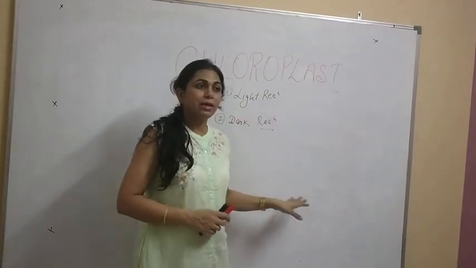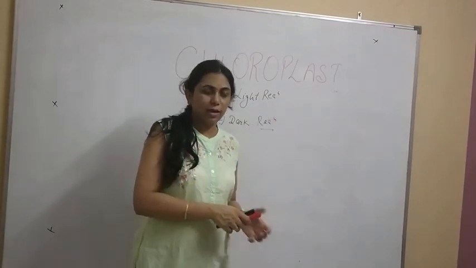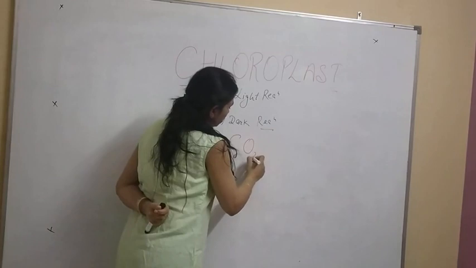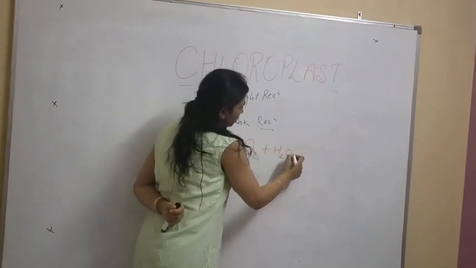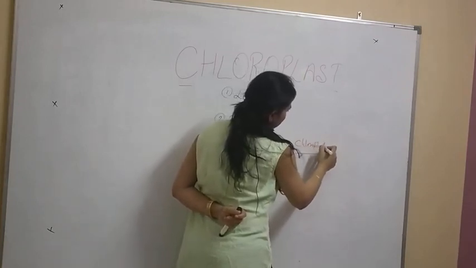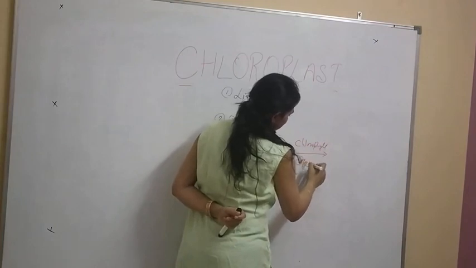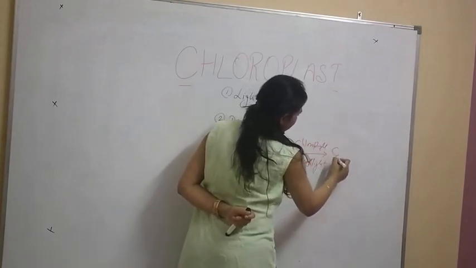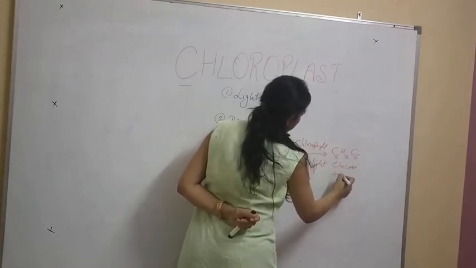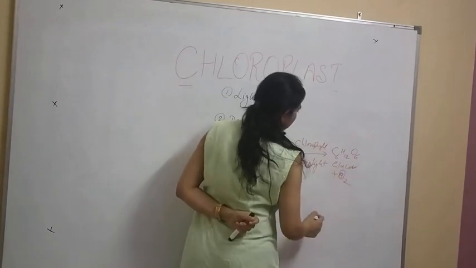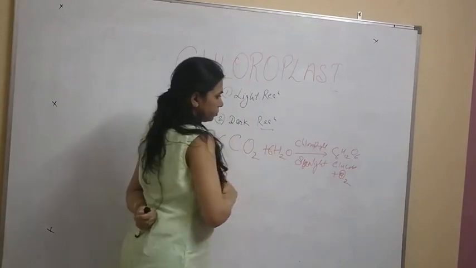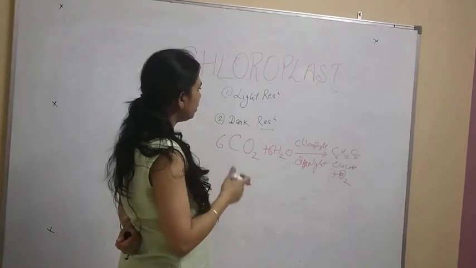What exactly is the light reaction? This is the first step. It is directly dependent on the sunlight. Now what is the reaction of photosynthesis? We require CO2 and water for photosynthesis, and they react in the presence of chlorophyll and sunlight and form C6H12O6, that is glucose, and water, and oxygen is released. Right? So this is the process. Clear?